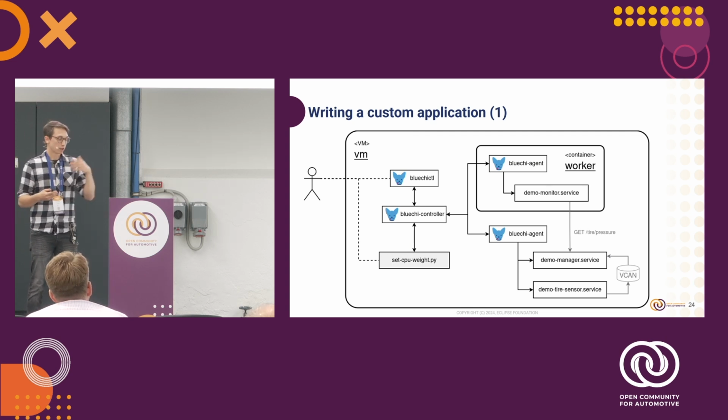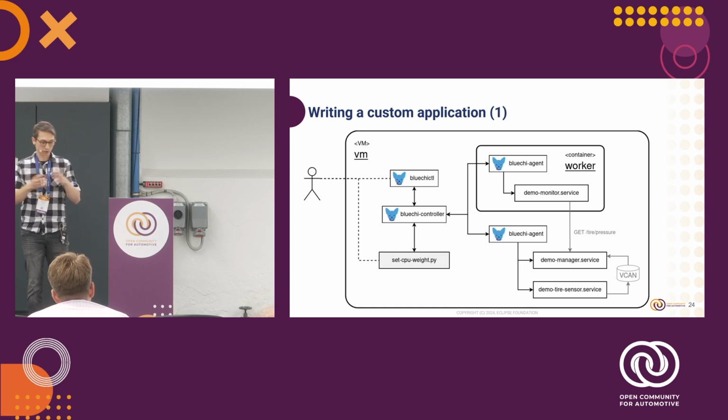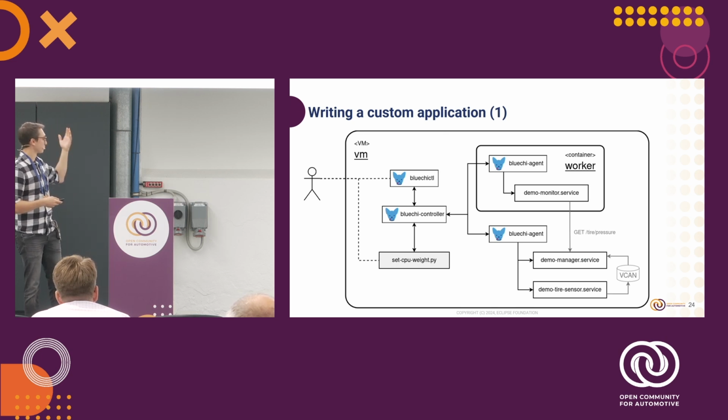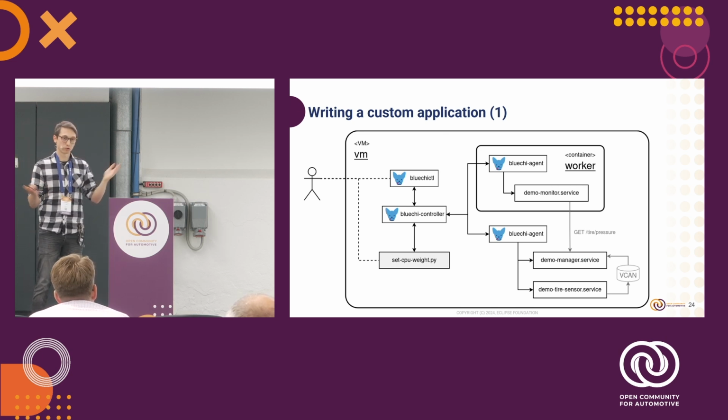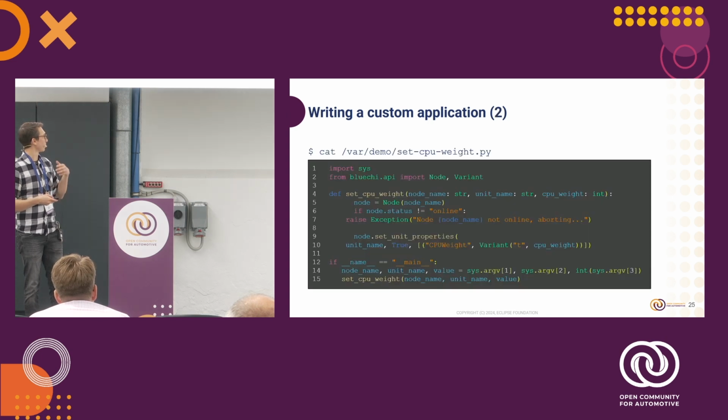The last topic I'd like to show you is how to write your own application, because bluechictl, for example, provides a lot of commands already, but you might want to, for example, set certain properties of your unit, like the CPU weight. Or you might want to automate something, write your own state manager, whatever you'd like. And for this, I chose to write a Python script to set the CPU weight for any given unit on any given node.